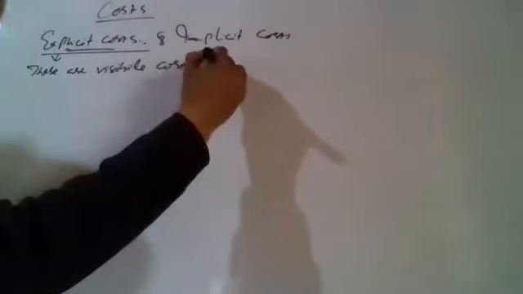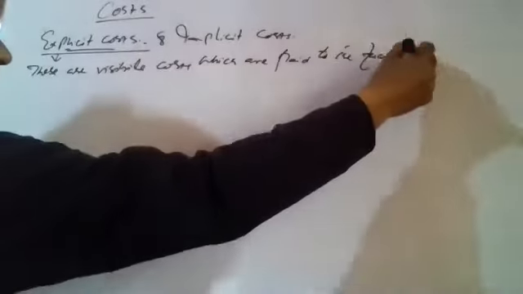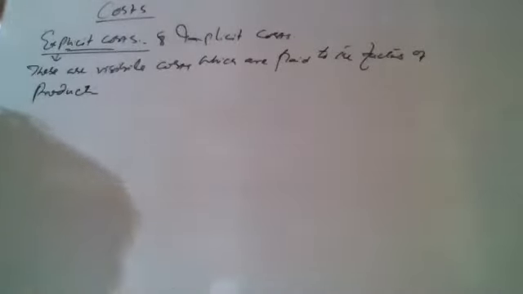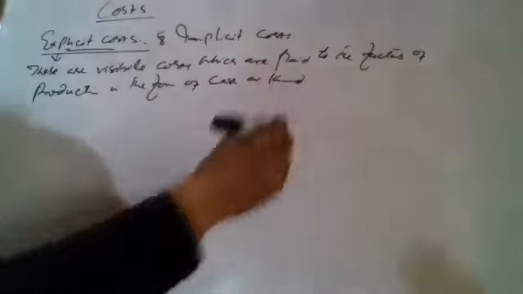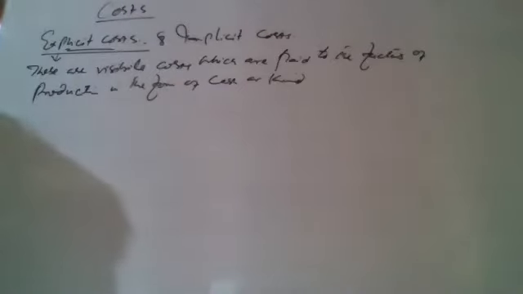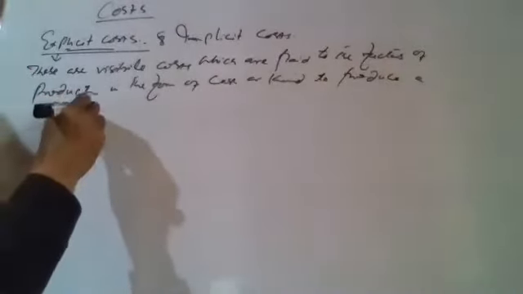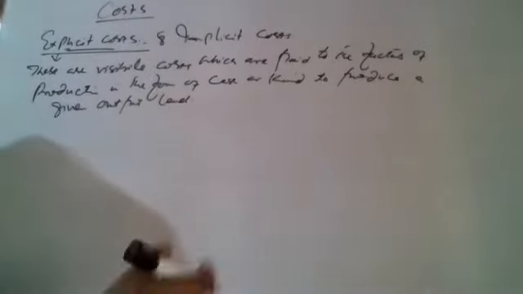Visible costs which are paid to the factors of production in the form of cash or coin to produce a given output level. ये बिल्कुल विजिबल कॉस्ट्स हैं जो हमें नजर आते हैं कि ये चीजें हमने पे की है.